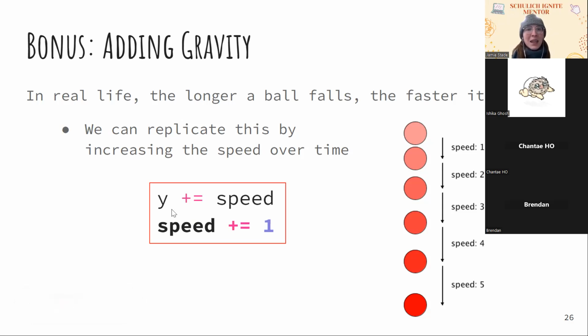So we keep increasing our y position by speed, and then we keep increasing our speed by 1. So the first time we loop through our program, it'll go down by 2, then it'll go down by 3, then by 4, and it'll keep falling faster and gaining momentum.